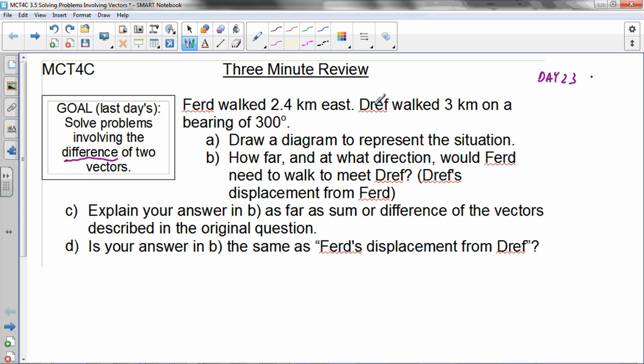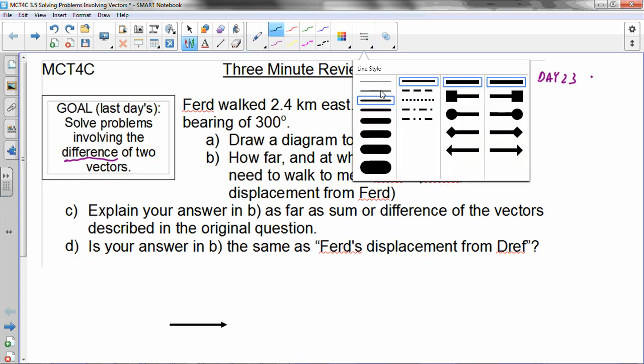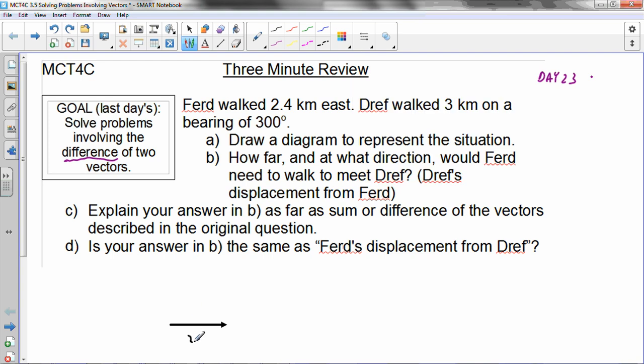This one looks like it's a huge, big, long deal, but there's a point to be made. It says Ferd walked 2.4 kilometers east and Dreff walked 3 kilometers on a bearing of 300 degrees. So draw a diagram to represent the situation. I'm not going to worry about a scale diagram this time. So Ferd's walking east. Let's say that's 2.4 kilometers.